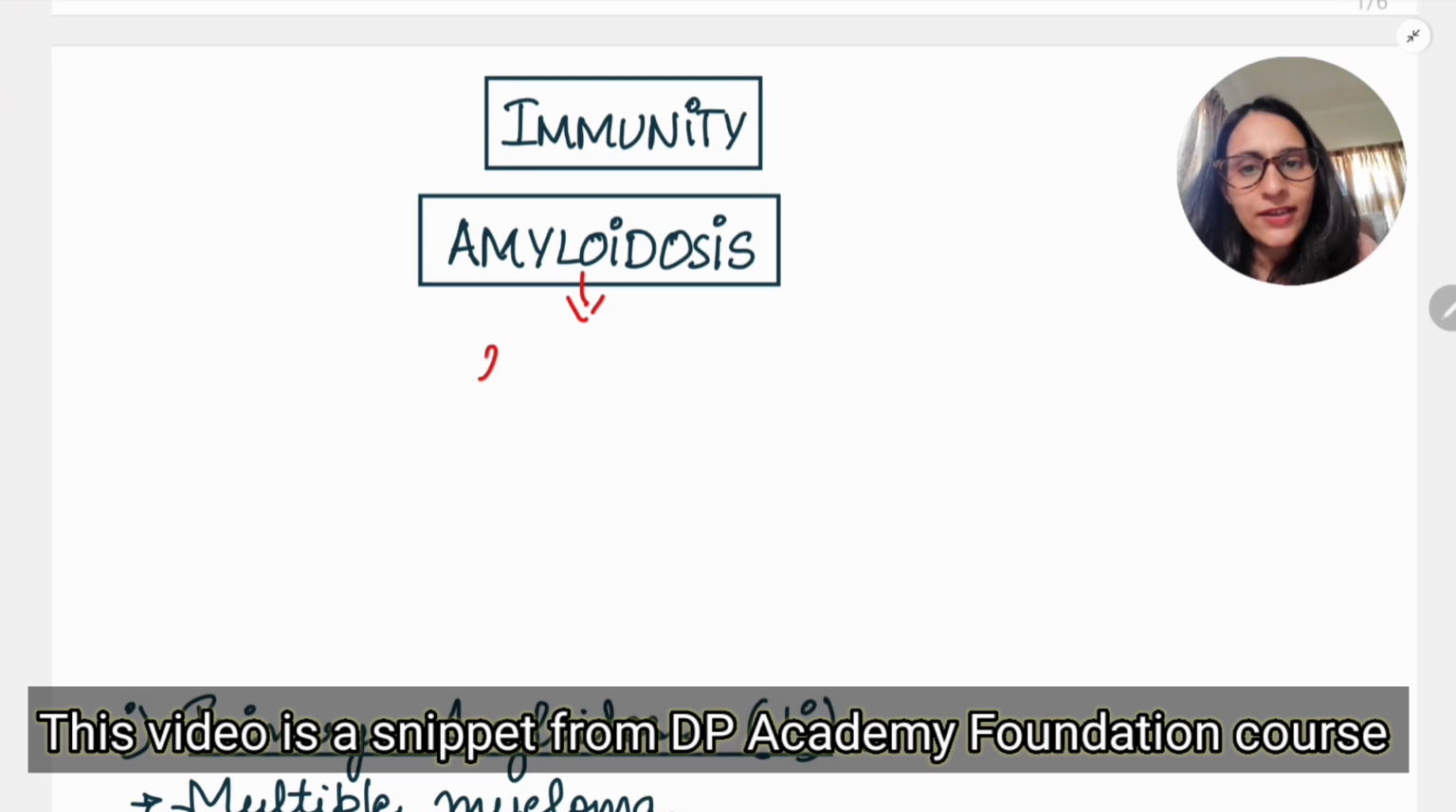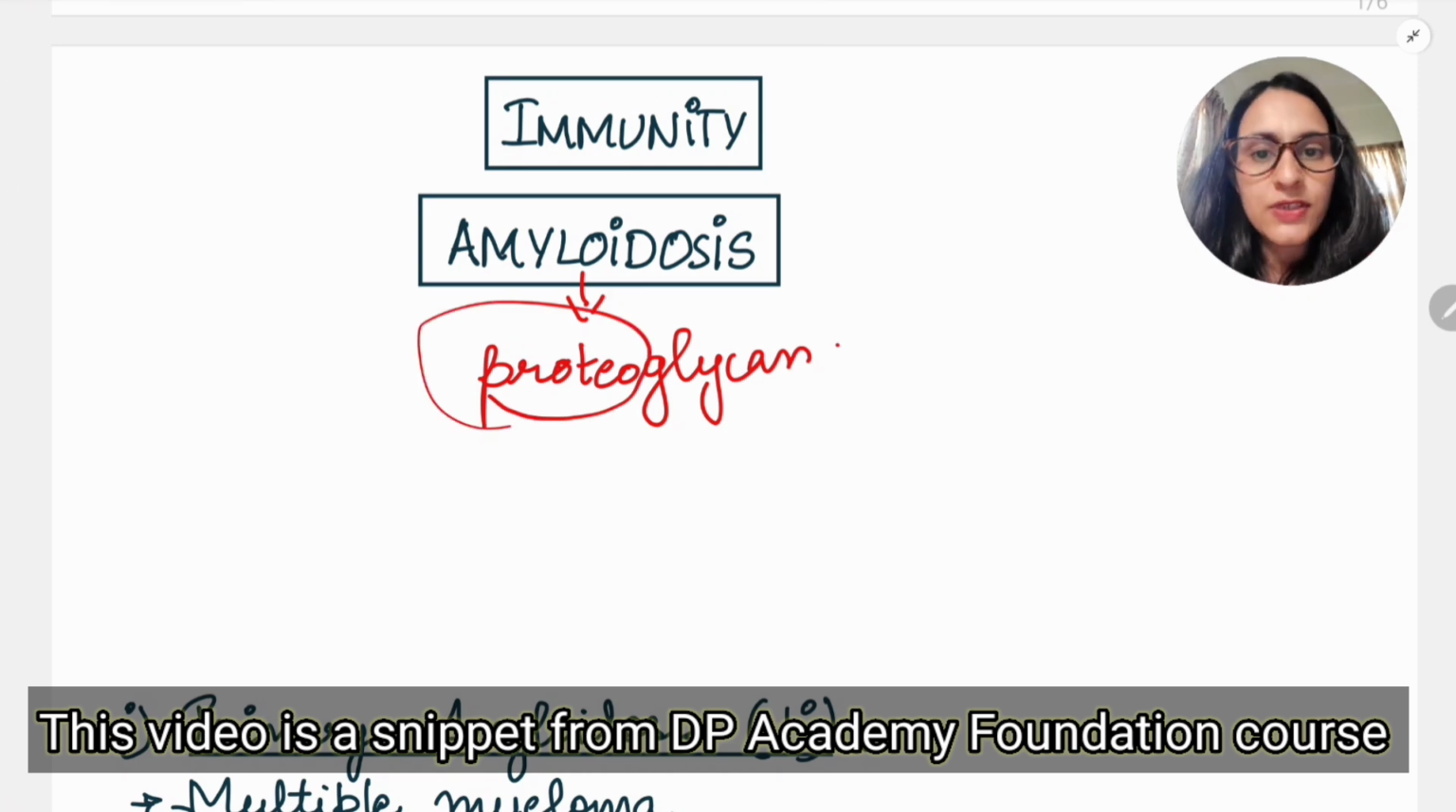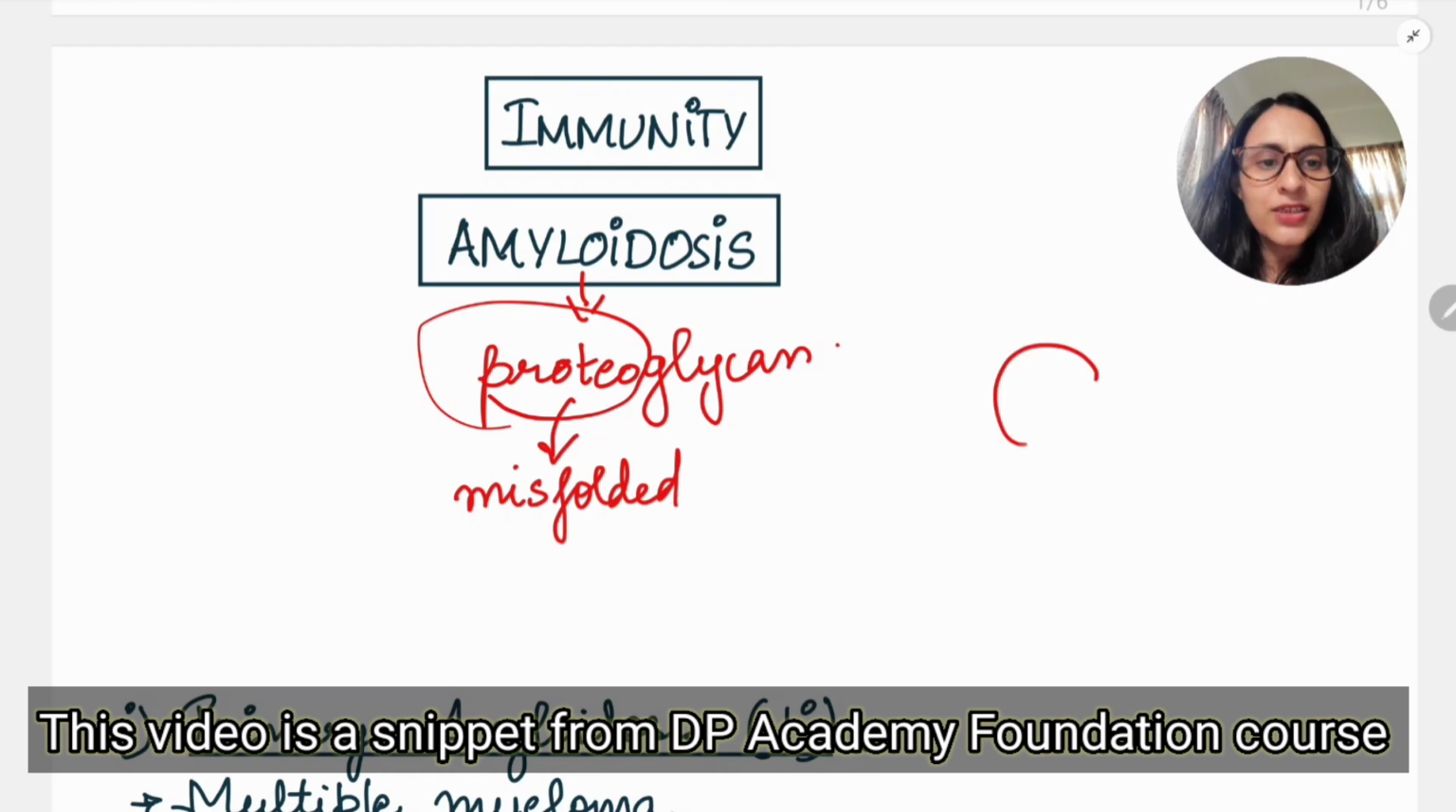Amyloidosis is a proteoglycan. It is not just protein, it is made up of protein as well as a carbohydrate component. Now, what kind of protein does amyloidosis have? It is a misfolded protein, not a normal protein but an abnormal one, and it is seen outside the cell, so it is an extracellular protein. So proteoglycan is the composition of amyloidosis. What is amyloidosis? It is actually a misfolded protein that is seen extracellularly.